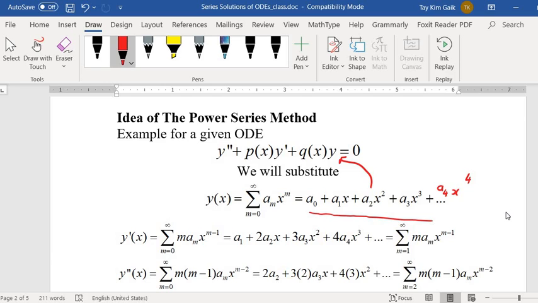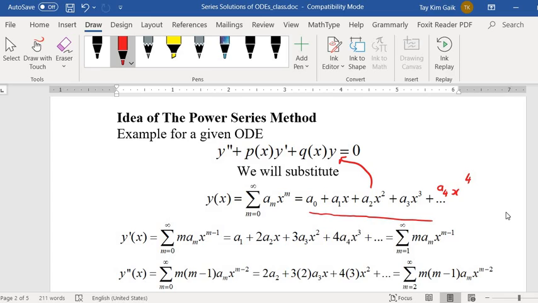If we have a second derivative, then we differentiate the first derivative one more time. So differentiate a1, we have 0. Differentiate 2a2 x, we get 2a2. Differentiate 3a3 x squared, you get 2 times 3, which is 6a3 x to the power 1. Differentiate 4a4 x cubed, you get 3 times 4, which is 12a4 x squared, and so on.